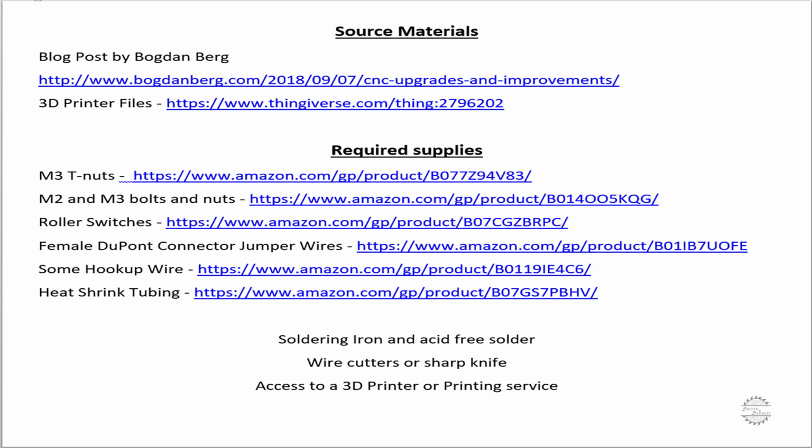For the supplies, you're going to need some M3 T-slot nuts, some M3 and M2 size bolts and nuts, some roller switches, some female DuPont connector jumper wires, some light gauge hookup wire, and some heat shrink tubing. You're also going to need access to a soldering iron and some solder. A multimeter could also be handy for checking the solder connections. You need some basic hand tools like pliers, wire cutters, or a sharp knife.